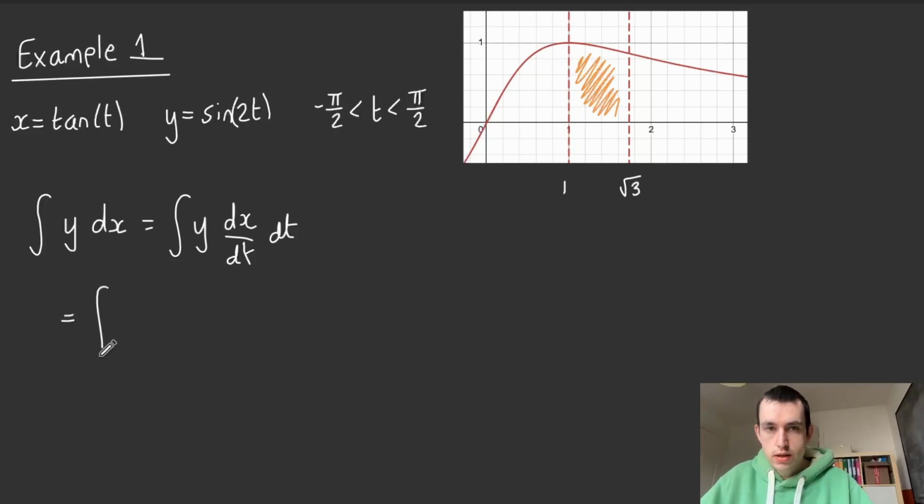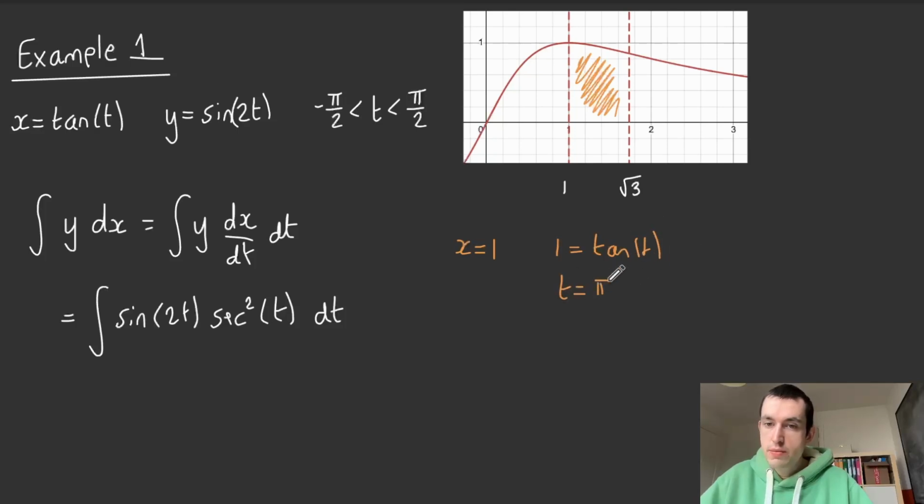Y is first, and that is sine 2t, according to the question. Next is dx/dt. Do you remember the derivative of tan t? That's right, it's sec squared. That is in the formula book, but I think it's a good one to memorize. And then quickly just thinking about the limits. If x is equal to 1, then 1 is equal to tan t, so t is equal to pi by 4. And if x is equal to root 3, then root 3 is equal to tan t, so t is equal to pi by 3. So we can put these limits here and here.